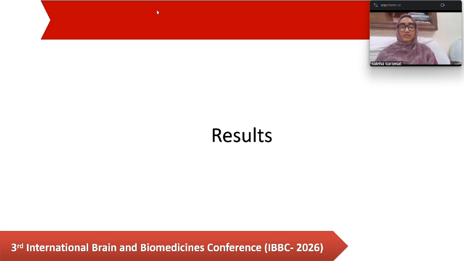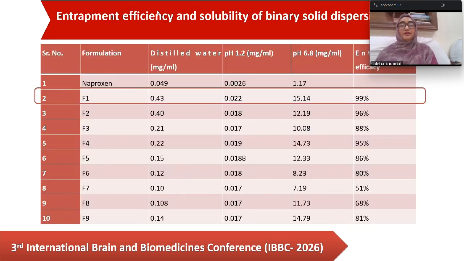Then the results are the entrapment efficacy and the solubility of the binary solid dispersion. The solubility in distilled water, pH 1.2 and pH 6.8 increases, and the entrapment efficacy is also maximum in formulation F1.